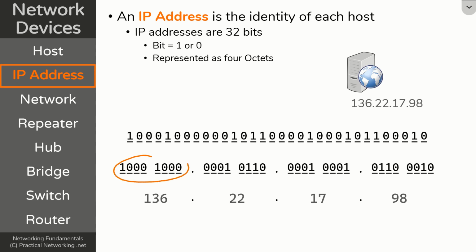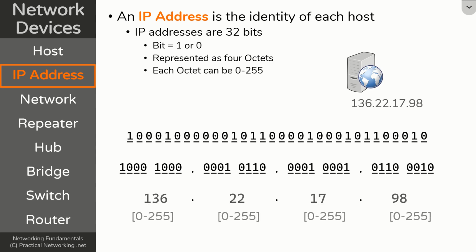The smallest binary number you can get with 8 bits is 0, and the largest binary number you can get with 8 bits is 255. That's why every IP address you come across is going to be 4 instances of the numbers 0 through 255.